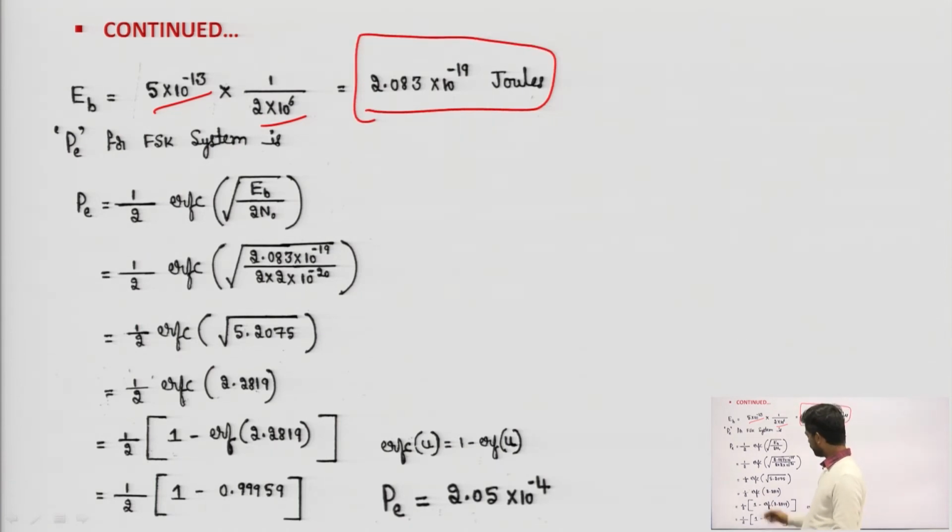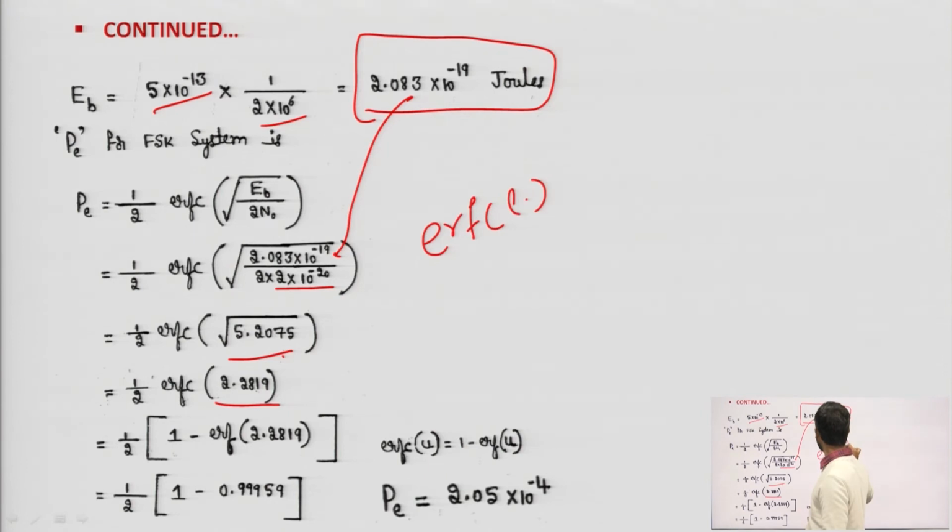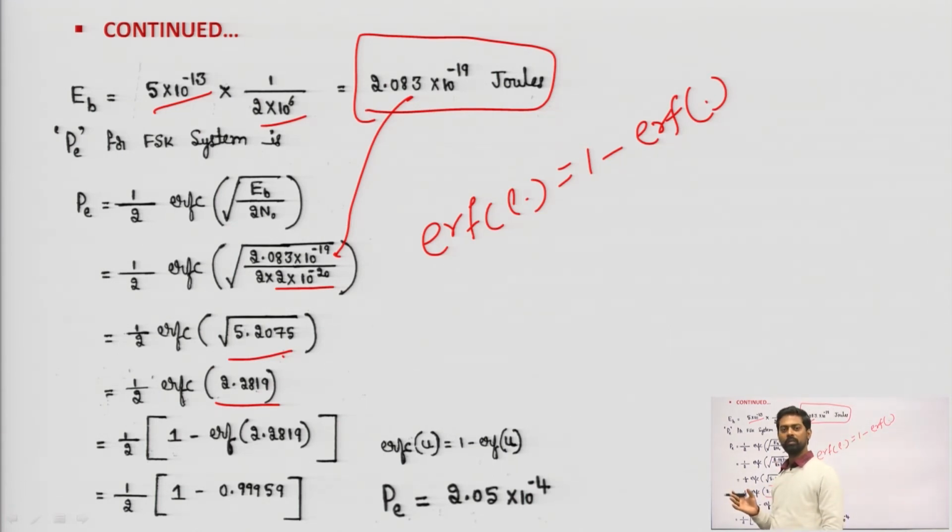So the probability of error for an FSK system is Pe equal to half times ERFC of root EB divided by 2 N naught. After substituting the values of EB and 2 times N naught, I can get the ERFC of this much, 2 times 2.2819. So I can get half times this ERFC equal to 1 minus error function of something. Okay, we have already seen this in the probability chapter.